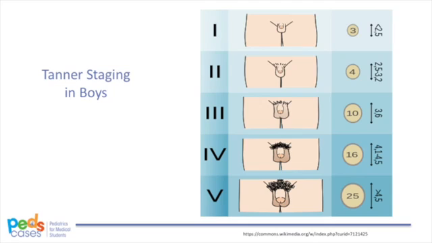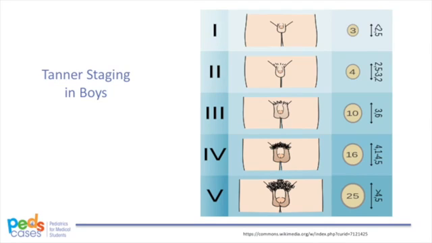Tanner staging of genital development in boys involves changes to the penis, testes, and scrotum. In stage 1, the testes, scrotum, and penis have a prepubertal size and proportion. In stage 2, there is an enlargement of the testes greater than 4 ml in volume or 2.5 cm in length and thinning of the scrotal skin.